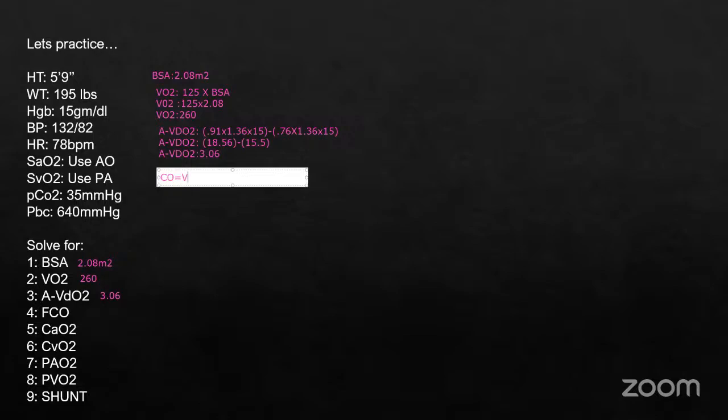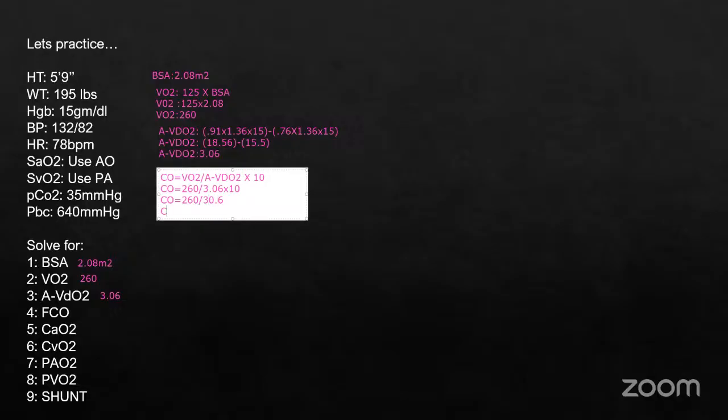My formula is VO2 divided by AV difference O2 times 10. All I have to do is go ahead and plug in. Cardiac output equals 260 divided by my difference, which is 3.06, multiplied by 10. And I like to do it like that, one step at a time. So when I do it, again, I can recognize if there's anything wrong. So here it will be 30.6.